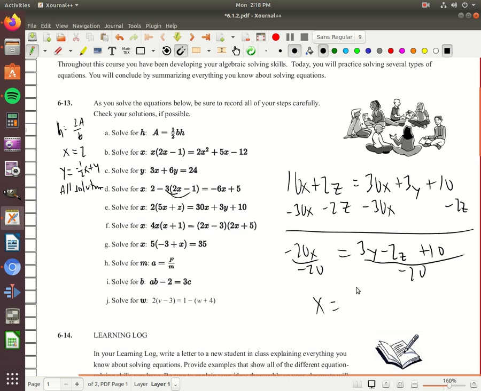So I'm going to get x equals negative 3y over 20 plus 1z over 10 minus 1/2. So a couple things going on here that I want to talk about. I was dealing with the positive and negative, right? A positive divided by a negative is a negative, a negative divided by a negative is a positive. At the same time, I was simplifying. 3 and 20 don't go into each other, but 2 goes into 2 and 20, so I can call that 1 and 10. And 10 goes into 10 and 20, so I can call that 1 and 2.